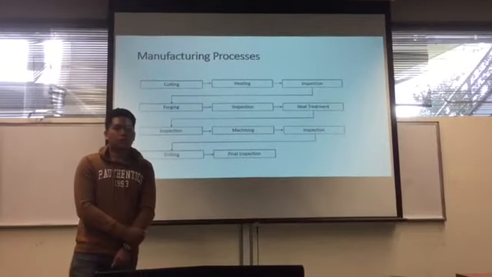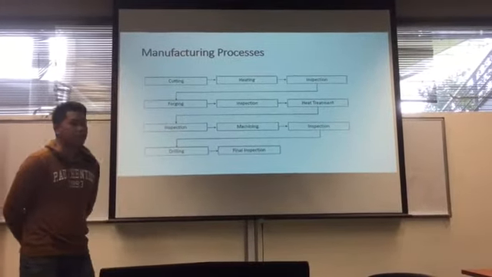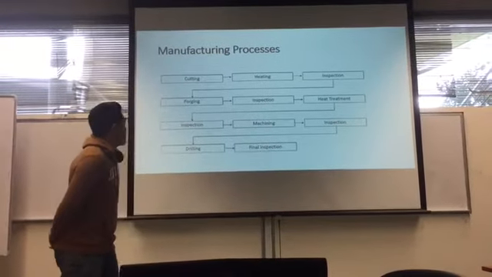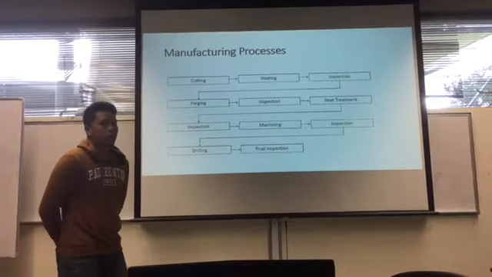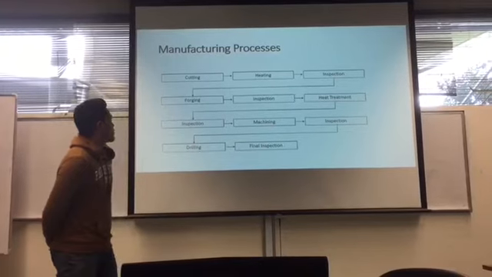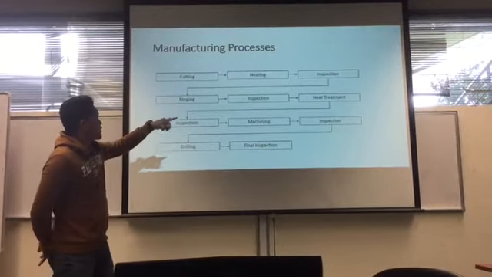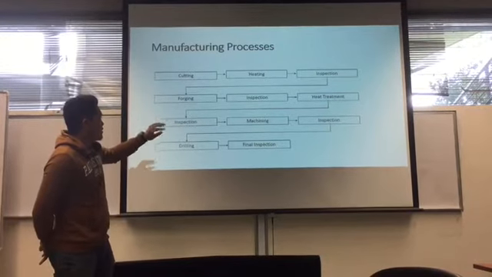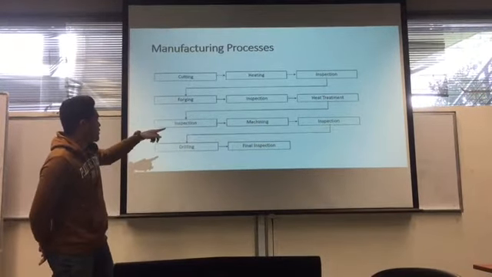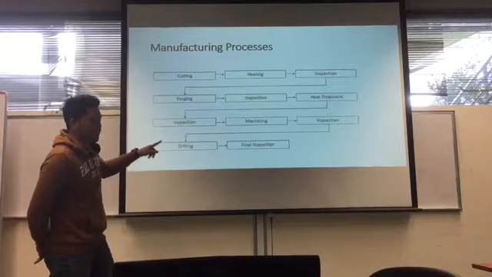Thank you. Okay, we will proceed with the manufacturing process for the flange. So this is the process that we need to follow for flange manufacturing. It consists of cutting, heating, inspection, forging, inspection, heat treatment, again inspection, machining, inspection, drilling, and the final one is the final inspection.